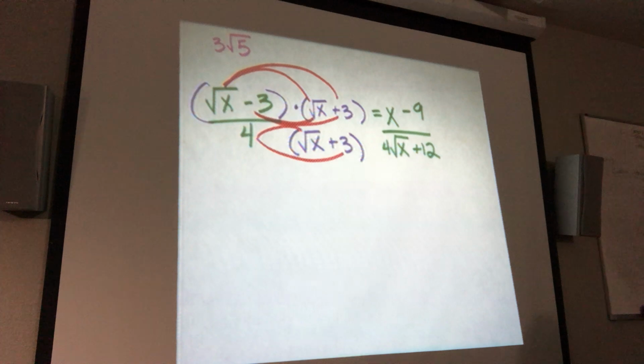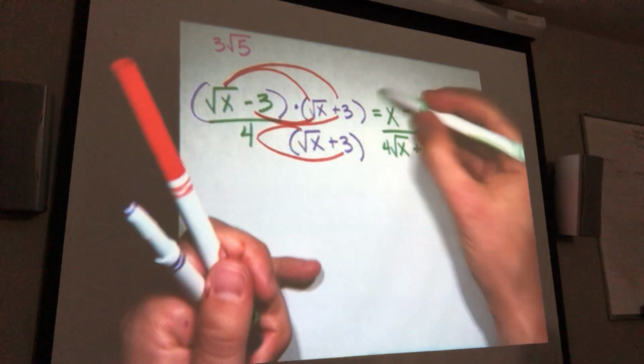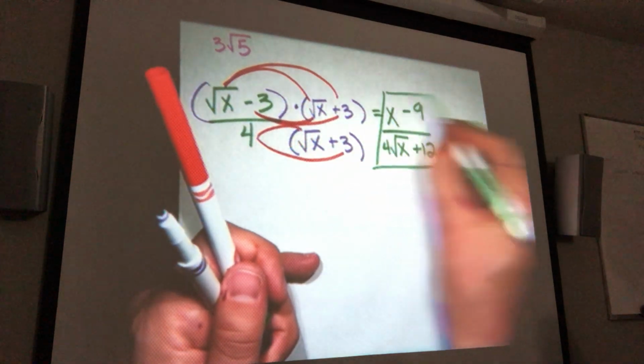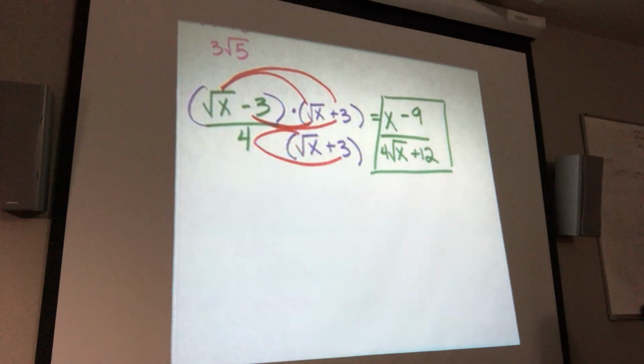It almost looks like that top part can factor, and it could if it was x squared. But it's not x squared, it's just plain old x, which means this bad boy is an answer. Wait, what about 9 and 12? I could actually factor the bottom, 4 and 12. I could factor out a 4. But it wouldn't help me because I wouldn't be able to reduce anything.